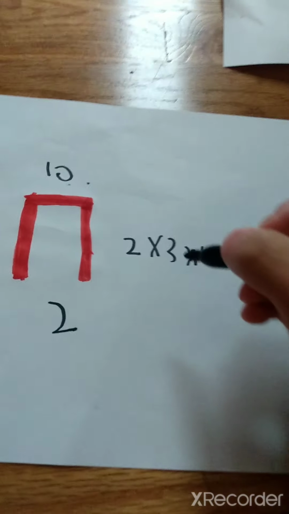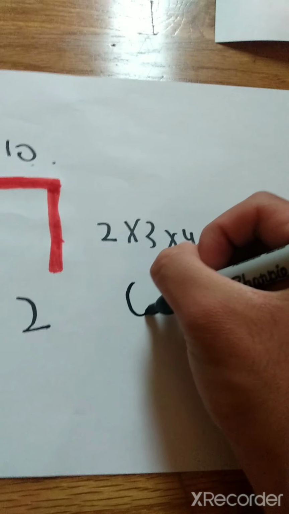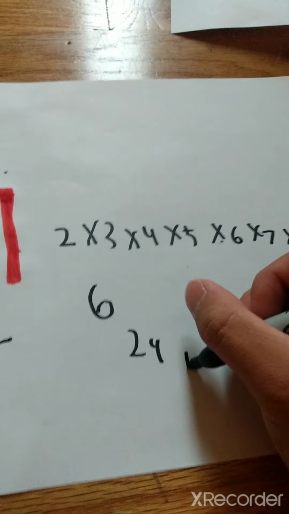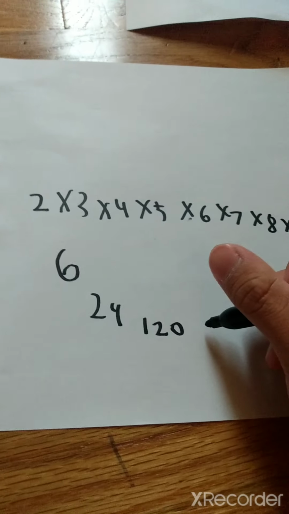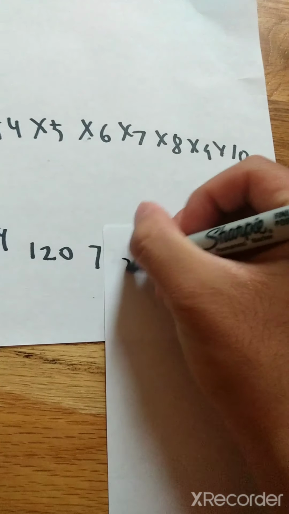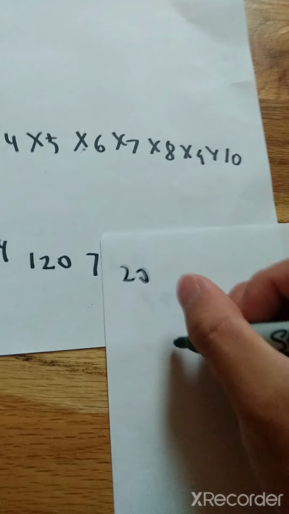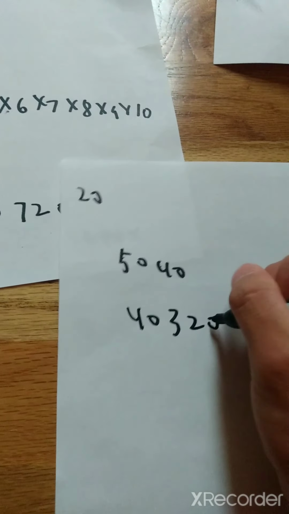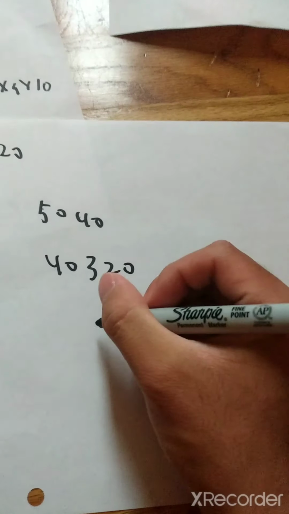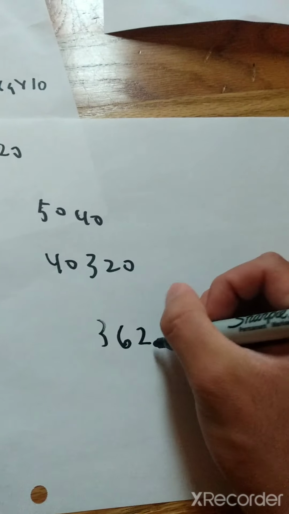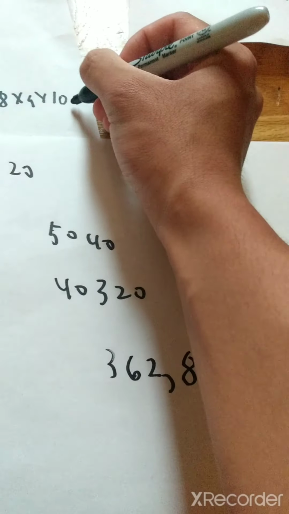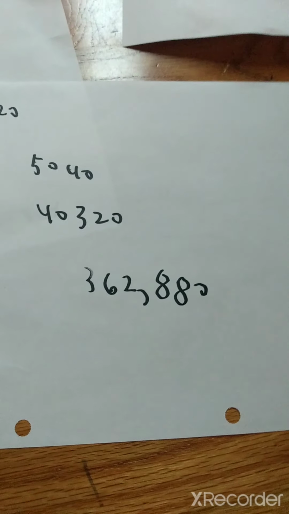So let's start. 2 times 3 is 6, times 4 is 24, times 5 is 120, times 6 is 720, times 7 is 5,040. Times 8 is 40,320. Times 9, 362,880. And we have our multiply by 10, which is the finish line.